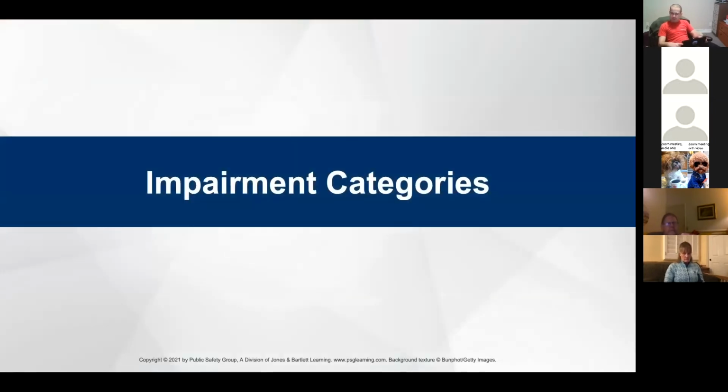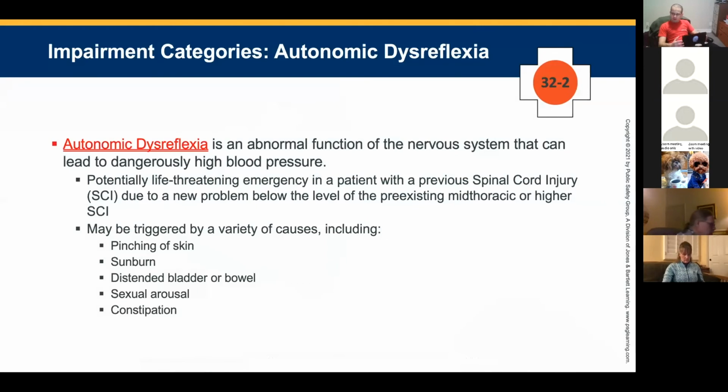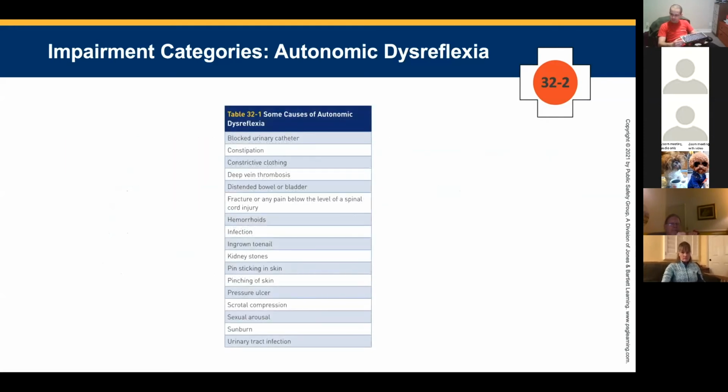So different categories of physical impairments. To start off, we have autonomic dysreflexia. This is the abnormal function of the nervous system that can lead to a dangerously high blood pressure. This can be potentially life-threatening in patients with previous spinal cord injuries due to a new problem below the level of the pre-existing mid-thoracic or higher spinal cord injury. This can be triggered by a variety of causes, including pinching of the skin, sunburn, a distended bladder or bowel, sexual arousal, and constipation. So these are some other causes of autonomic dysreflexia.